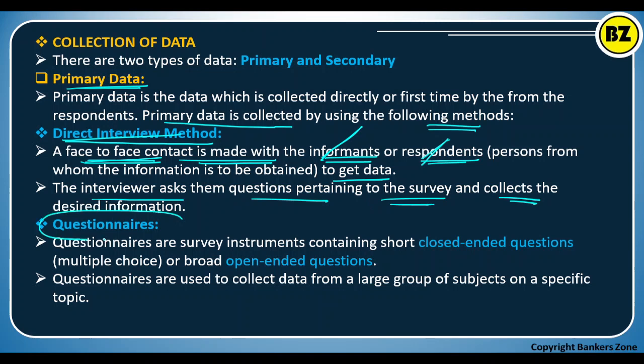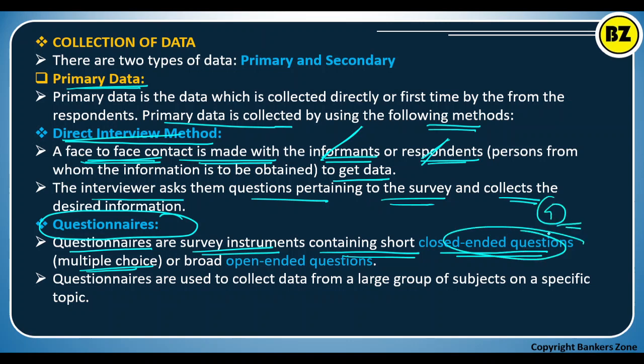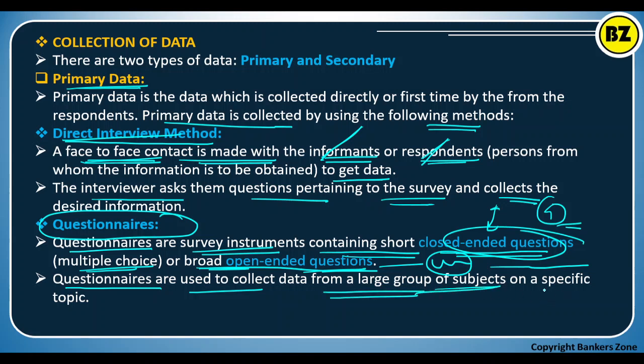Now the second way to collect data is the questionnaire. Questionnaires are survey instruments containing short close-ended questions. Close-ended means basically multiple choice questions, that means you only have 4 options. You cannot say a fifth option, right? That is close-ended. Broad or open-ended means no limitations. You can write descriptive answers also. Close-ended means you have only 4 options, choose only one, and open-ended means you can write descriptively. So writing an essay is an open-ended question. Now questionnaires are used to collect data from a large group of subjects on a specific topic.